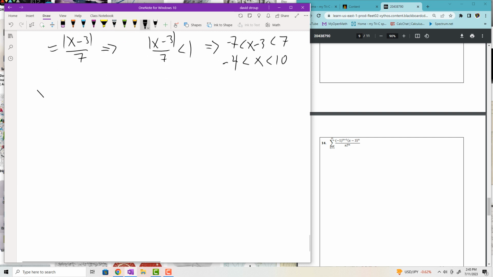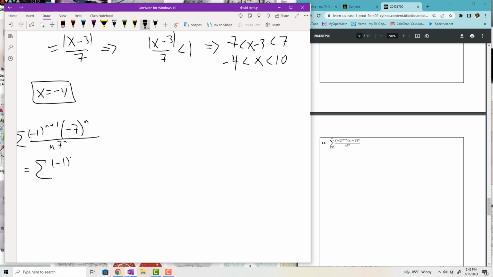So I have to go over to -4, plug that into the original series. So I end up with the sum of (-1)^(n+1) times (-4 minus 3, which is -7)^n, all over n times 7^n. I'm going to simplify the heck out of that. So that (-1)^(n+1), well, let's just leave that alone. And then the (-7)^n, I can rewrite that as (-1 times 7)^n, and then as (-1)^n times 7^n. Okay, so I have (-1)^n times 7^n, all over n times 7^n. Then the 7^n's will cancel. You can add the exponents of the -1. You get (-1)^(2n+1), all over n.